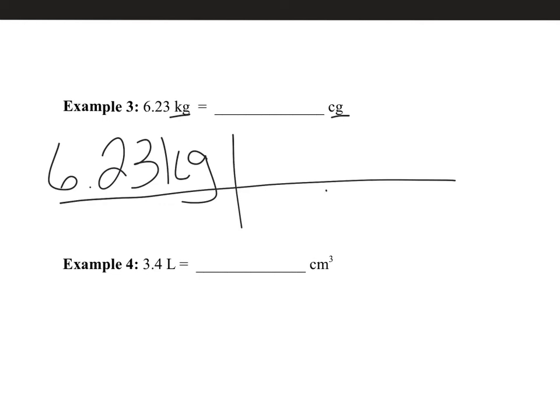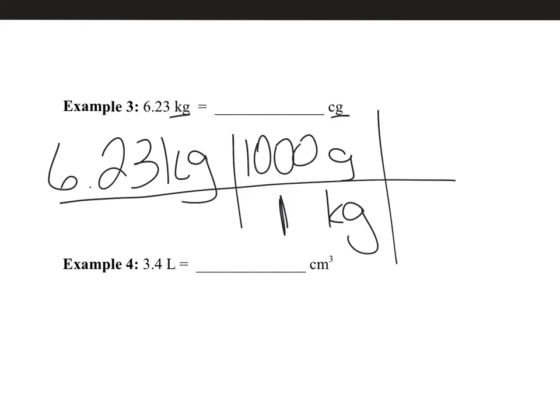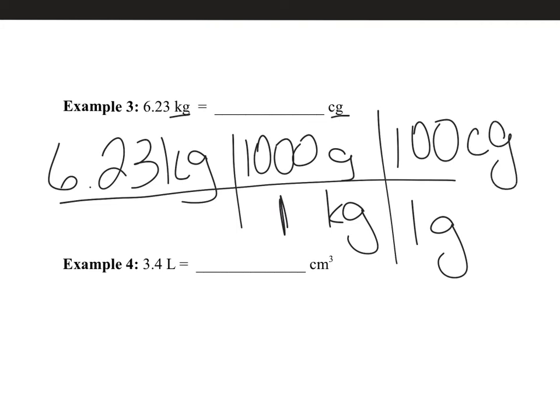If I have kilograms on top, I'm going to want to put kilograms on bottom. And I know my conversion: for every 1 kilogram, I have 1,000 grams. Once I'm in grams, then I can go down to the new prefix, centigrams. For every 1 gram, I have 100 centigrams. I think I'm at the end because I wanted centigrams and I have centigrams now, so I'm going to make sure my units cancel out. I got kilograms on top, that's going to cancel out kilograms on bottom. I got grams on top, that's going to cancel out grams on bottom. So I'm only left with that unit, centigrams.